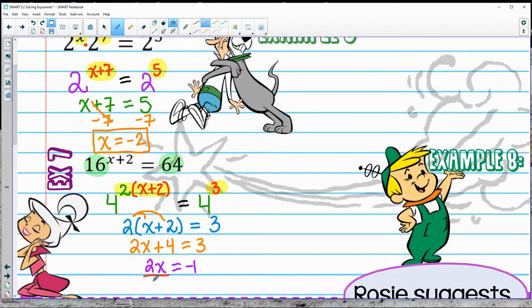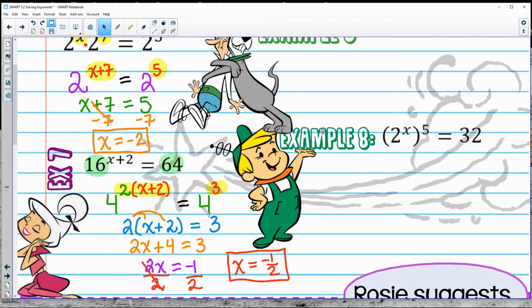Final answer, just be sure you split everything by 2. So as long as x is equal to negative 1/2, my numbers will be identical. They will be equal. This one's a little bit nicer because the bases almost match.